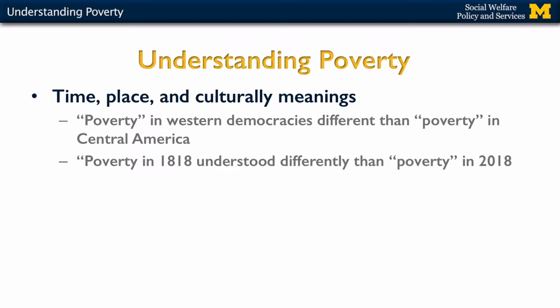So, for example, in Western industrialized democracies, there might be a very different idea about what it means for someone to be poor in those countries compared to people who live in a less economically developed country in Central America, for example. Also, poverty is understood differently at different points in history. So poverty was thought of differently in an era where most North Americans lived in very rural areas without electricity and indoor plumbing, say in the early 1800s, compared to the current time period when those standards of living are really taken for granted by many.